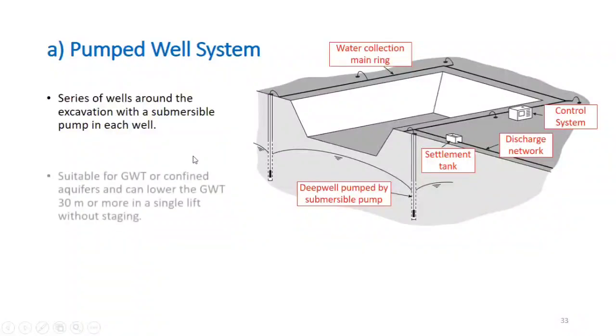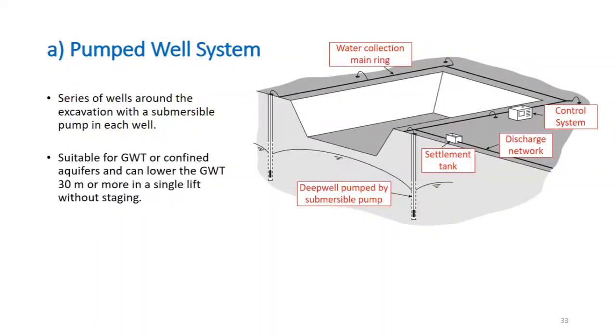This is suitable for groundwater table or confined aquifers and can lower the groundwater table 30 meters or more in a single lift without staging. That means you don't have to install the pumps in multiple stages. So even one single pump can work for this much depth, which is quite an efficient system.